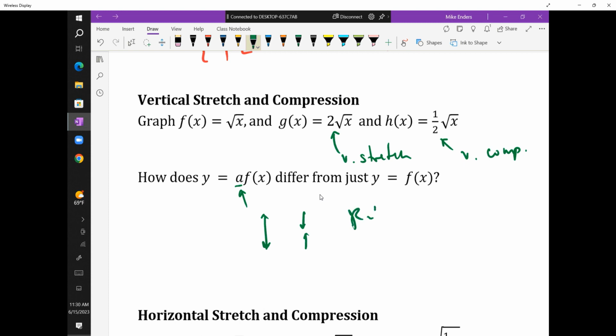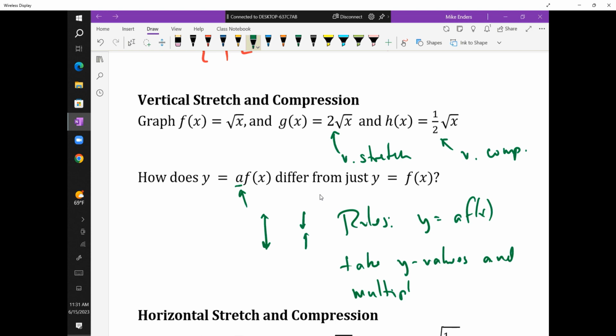If we're into rules and we like the ideas on how to explain things, okay, if y equals a times f of x, what we do is we take our y values and we're going to multiply by whatever a is. And if a is bigger than 1, it's going to end up being a stretch. If it's between 0 and 1, then we're going to end up being a compression.